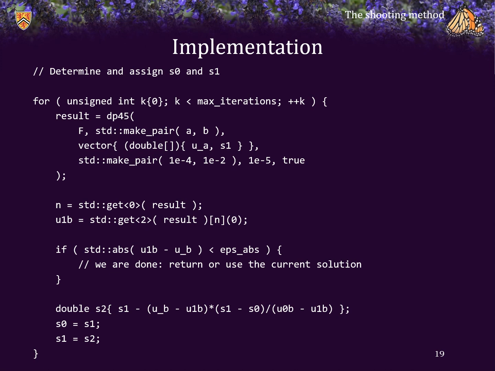If, however, we are not done, we just calculate a new slope, and then we discard s0. S0 becomes s1, and s1 becomes s2, the newly calculated slope, and we repeat again. This is essentially the secant method. Alternatively, of course, if you've already implemented the secant method, you could instead rework the previous functions to simply appropriately call the secant method.